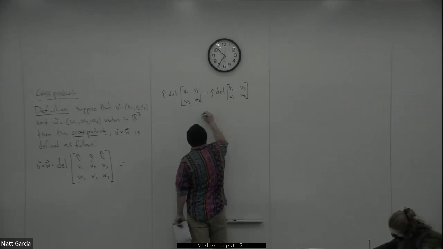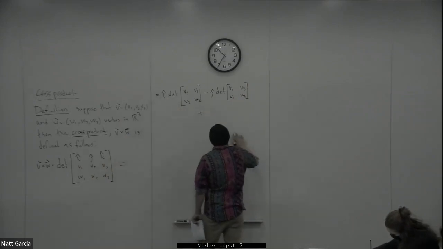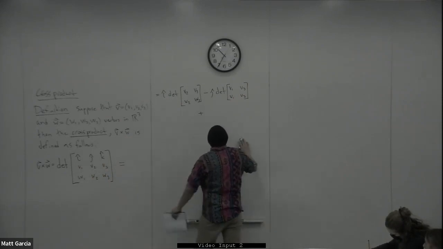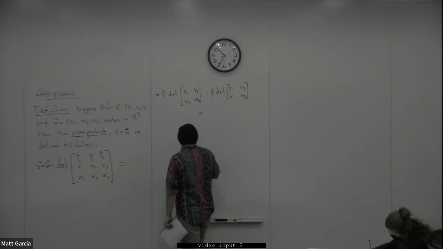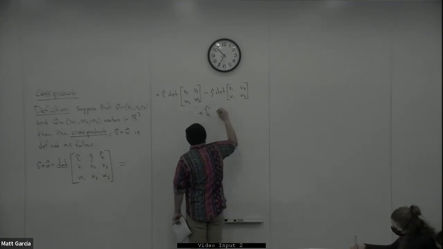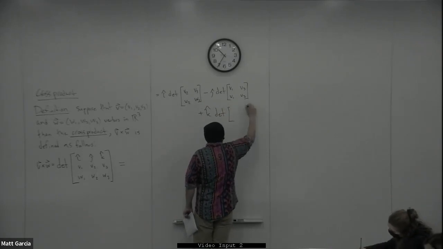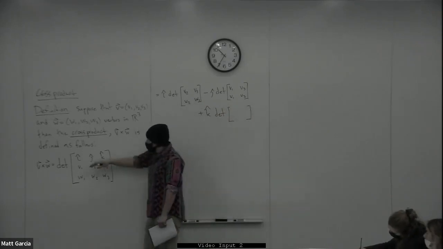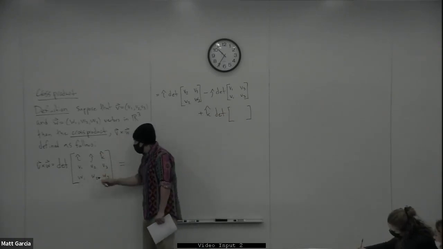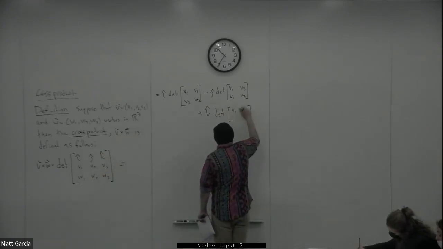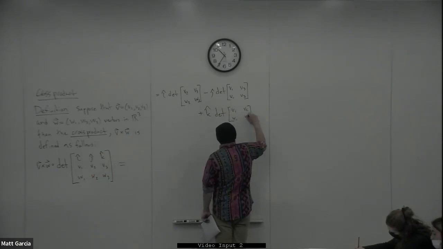Okay. Plus, we put an equal sign here just so we know that this is the formula for this. Plus the final entry of the top row, K hat, times the determinant that we get by deleting the first row and the third column. V1, V2, W1, W2.